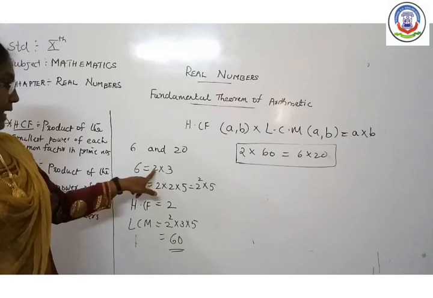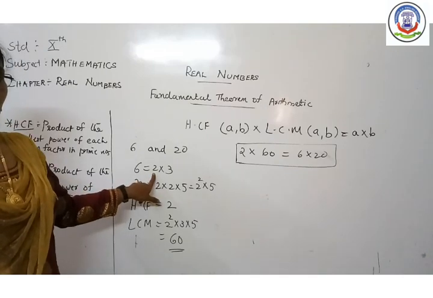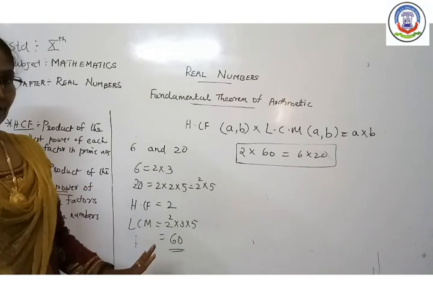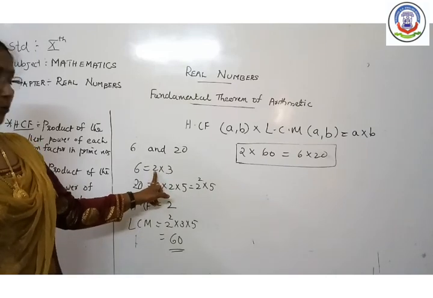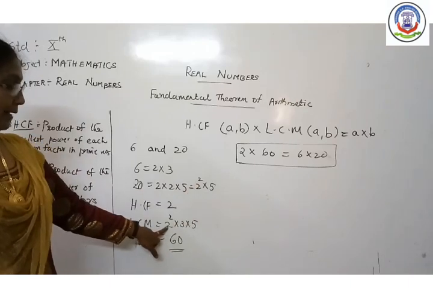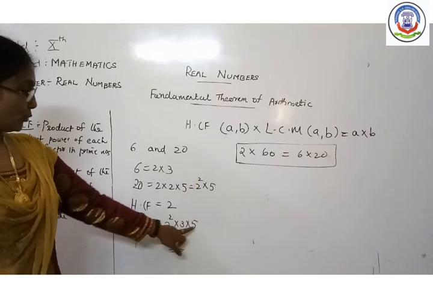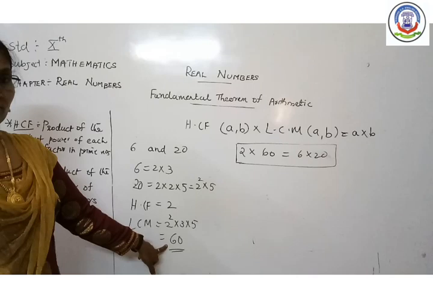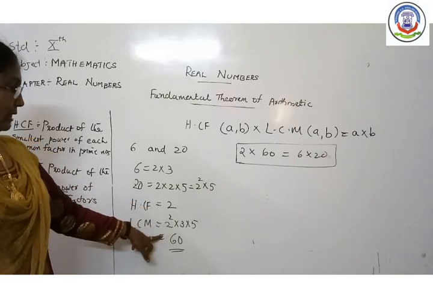Same time, LCM. I told you that all the factors you should write: 2, 3, 5. All factors are written. Then here only 2 raised to 1 is there. Here how many 2's are there? Two 2's are there. Therefore you will take that one only: 2 raised to 2 into 3 into 5. How much is it coming? 60. Now HCF and LCM you multiply.